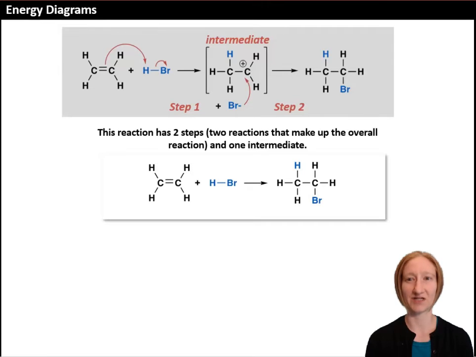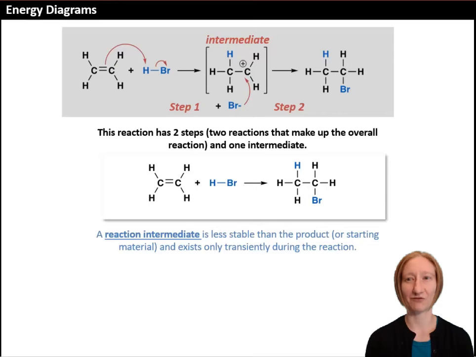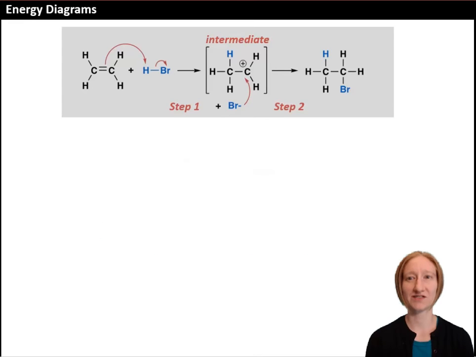Instead, it forms an intermediate, the structure shown in brackets, where we have a carbocation and a bromide anion. A reaction intermediate is less stable than the product or the starting materials and only exists transiently during the reaction. From this intermediate, there's a second step where the bromide attacks the carbocation to form the new carbon-bromine bond. These two reaction steps combined make up the overall reaction. Now let's look at what the energy diagram will look like for this reaction.